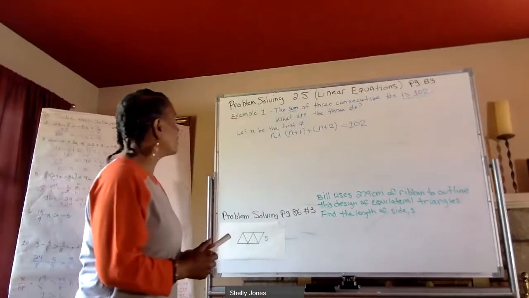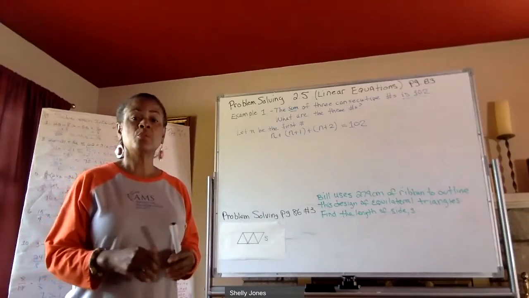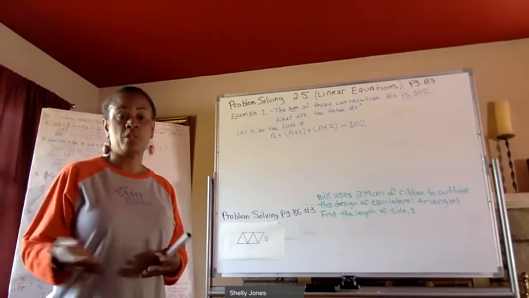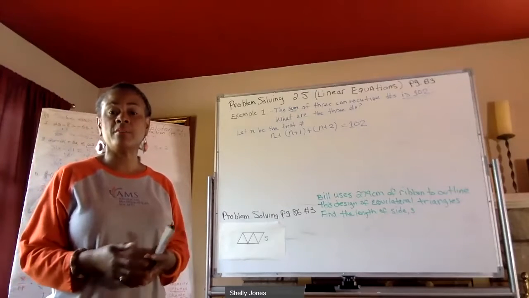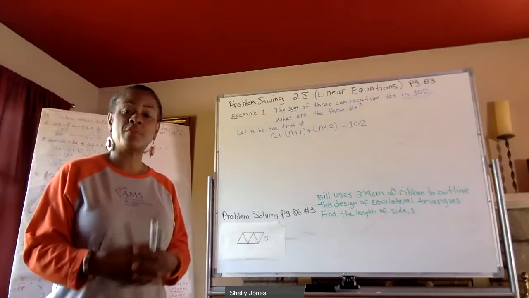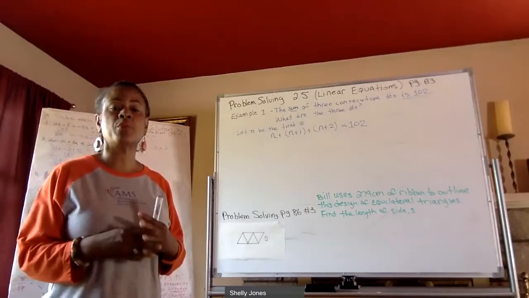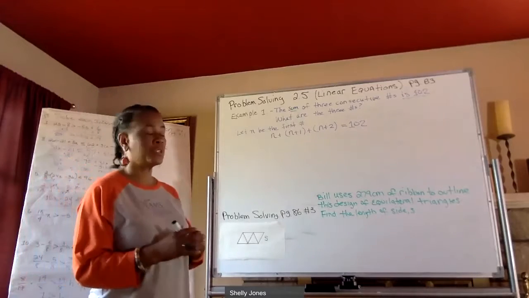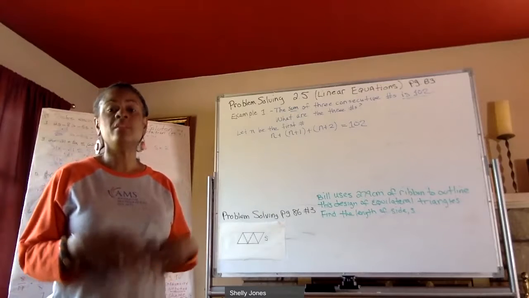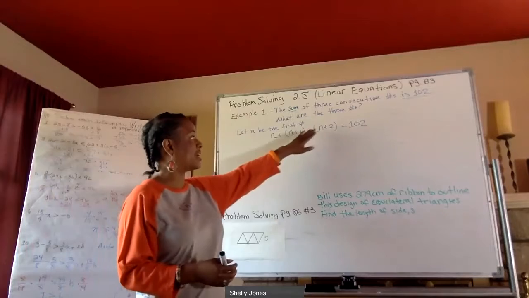I said, let the first number be n, since we have three consecutive numbers. Consecutive numbers are numbers that follow each other: 23, 24, 25; 27, 28, 29; 43, 44, 45. But since I don't know any of the numbers, I start with n. So I'll let n be my first number, then the next number would be n plus 1, and the next number would be n plus 2. And that gives me my three consecutive numbers.